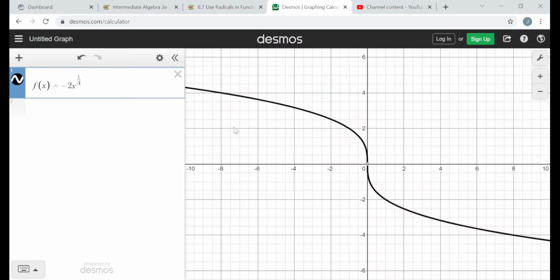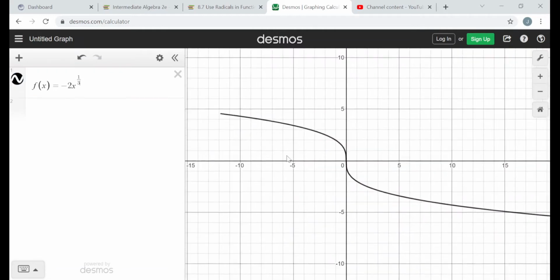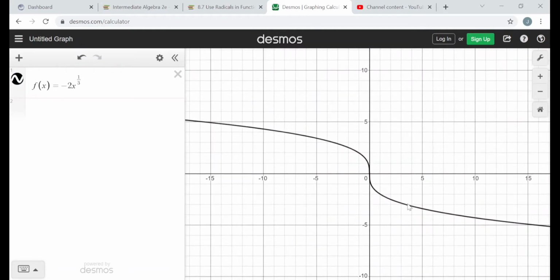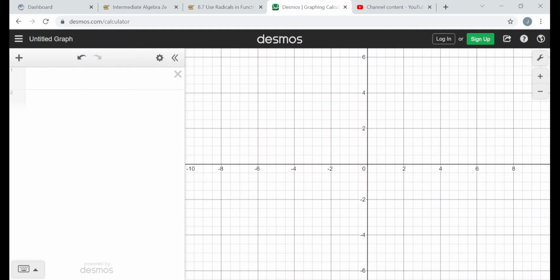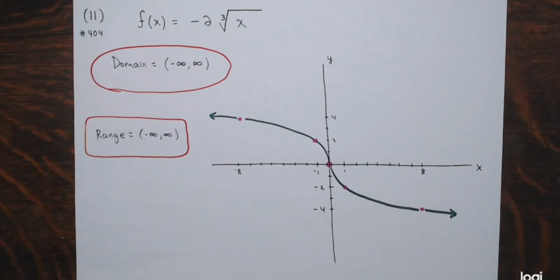Looks good. And if you zoom out, it's going up forever that way, going down forever that way, so hopefully it's clear that the range is all real numbers. Wonderful. Okay, and that's it. So I'm hoping that watching me go through these 11 questions here helps you in some way when you're asked to graph radical functions, especially square roots and cube root functions on your own.